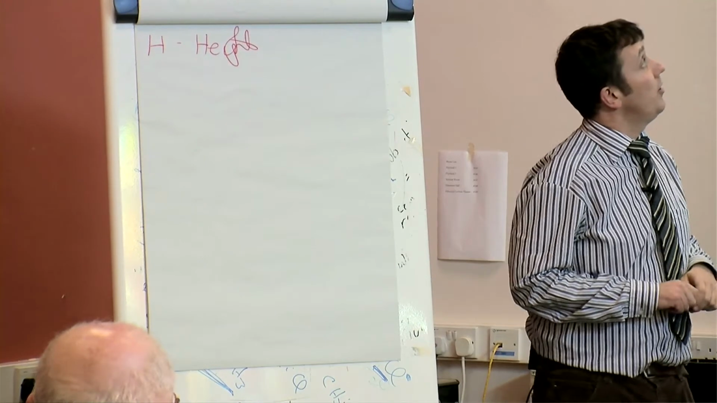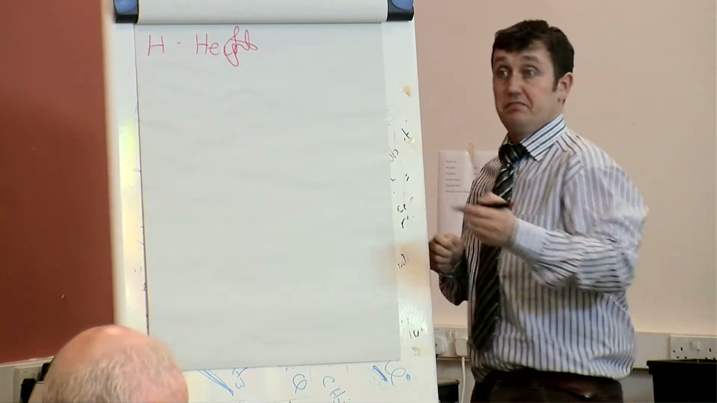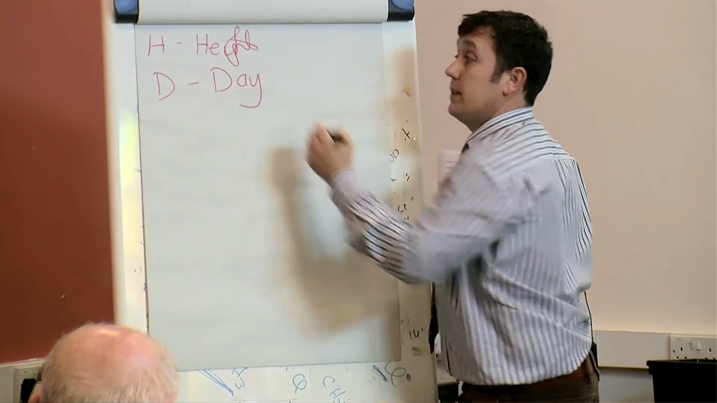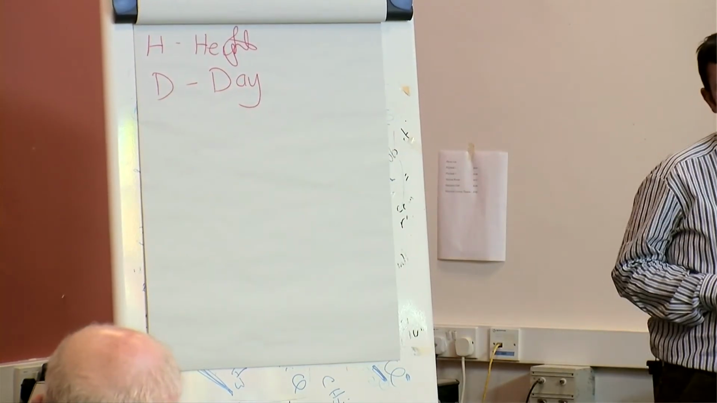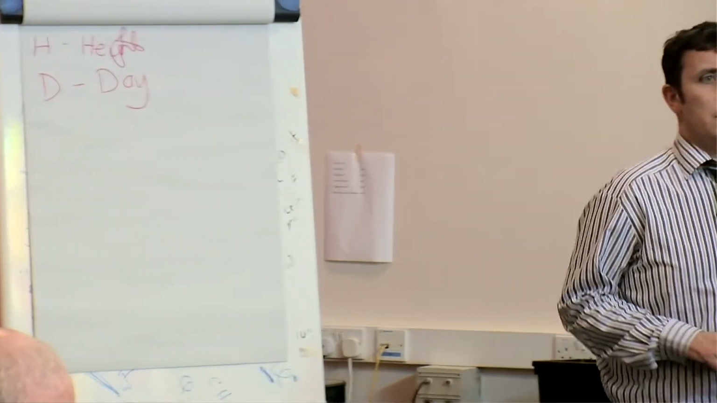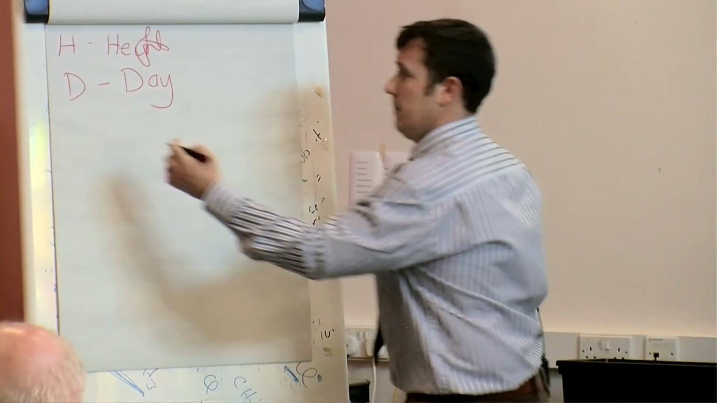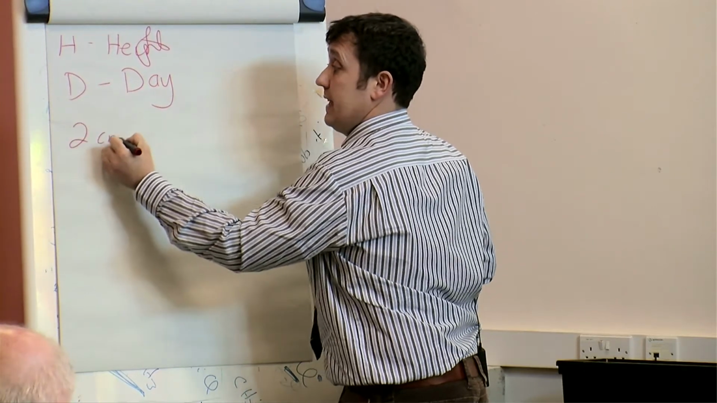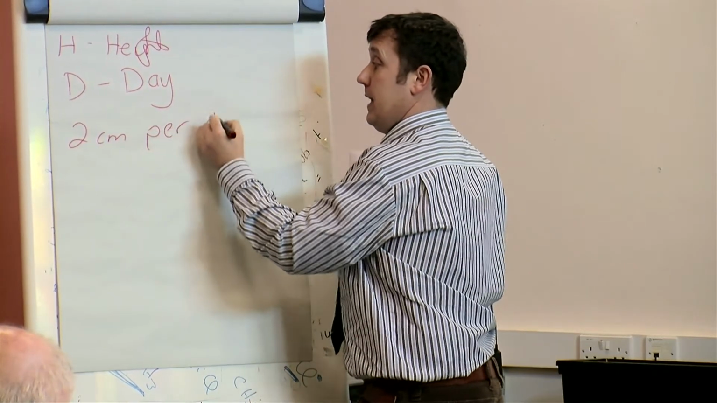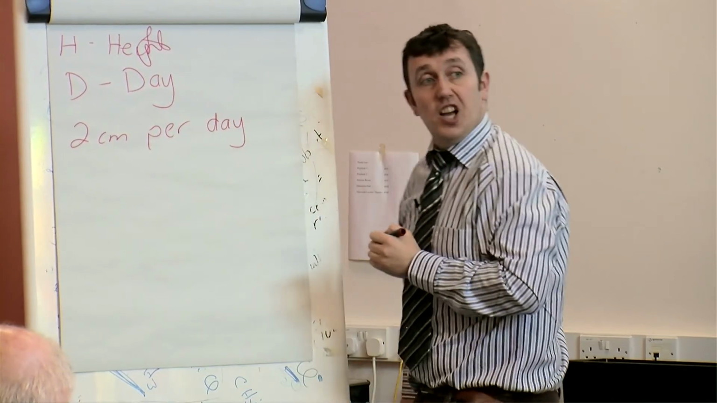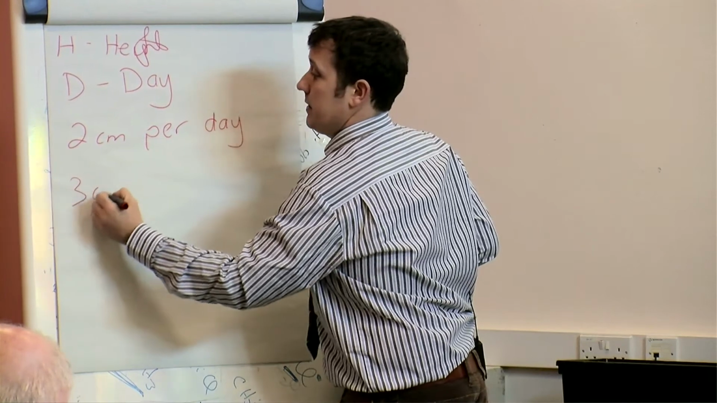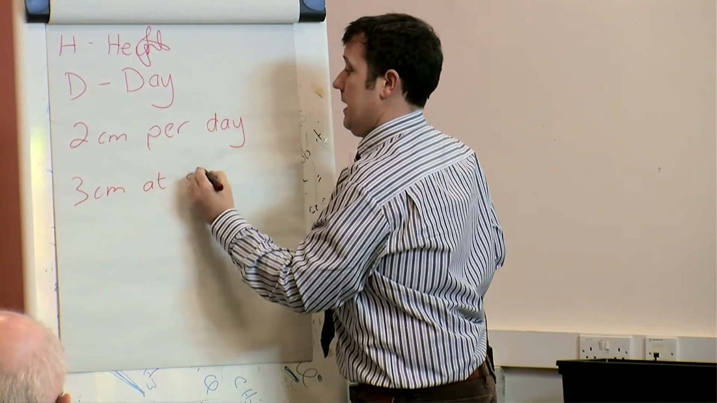And what other letter will we use? D for day. Why do I not need R for rate? Because what's the rate of growth? For plant A, it's 2 centimetres per day, isn't that correct? What was its height at the start? 3 centimetres at the start.